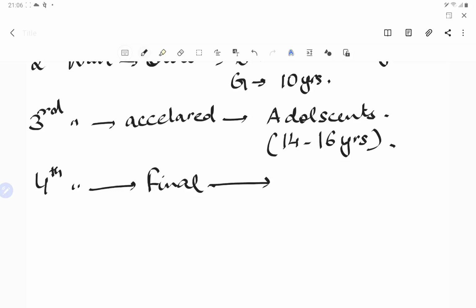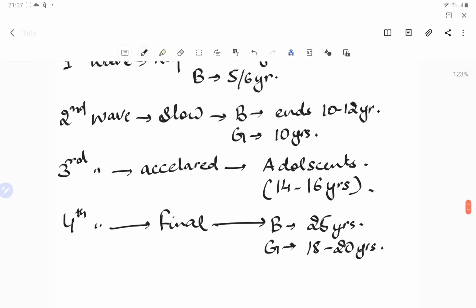So the fourth wave of growth is the final growth phase. After this, growth will be close to negligible, or we can say there is no growth, no increase in the size, right? So boys, it is up to 25 years, and girls usually lag behind. So this is 18 to 20 years. Up to 20 years there can be growth in girls, and boys up to 25 years.